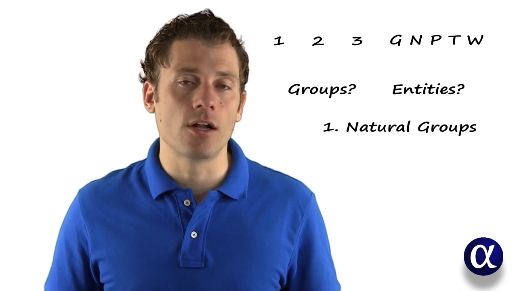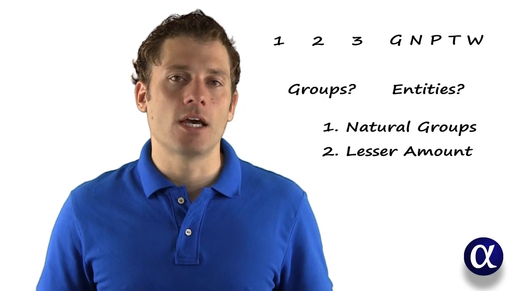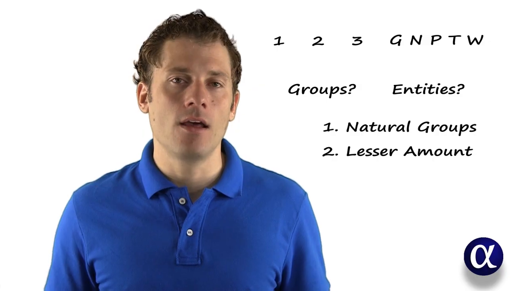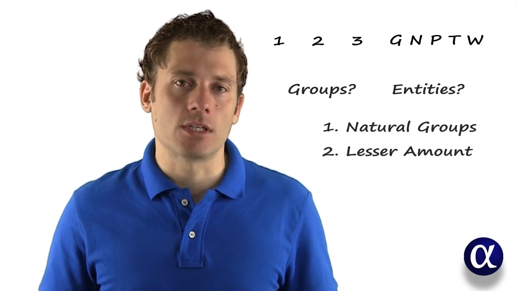If you're really not sure, another way to go is actually take the smaller number of items and make those your groups. So in this case, again, our recycling centers, there's only three of them, whereas there's five materials. So let's make our recycling centers our groups. So we've got our groups, one, two, and three, and then we've got our entities, G, N, P, T, and W. So we've got our groups, we've got our entities, we need our placeholders. Where are we going to put them?